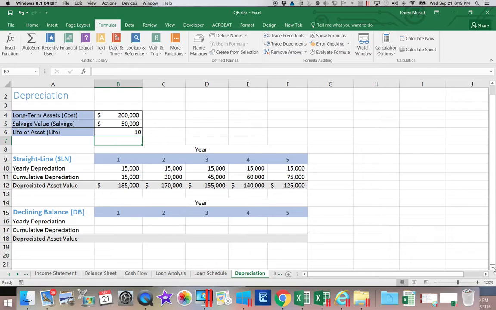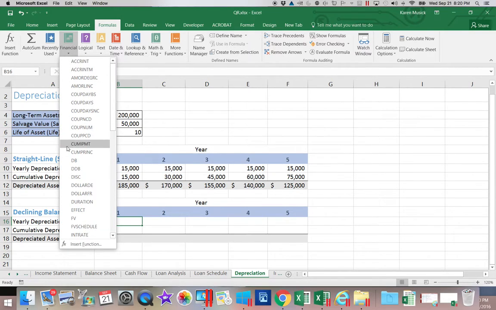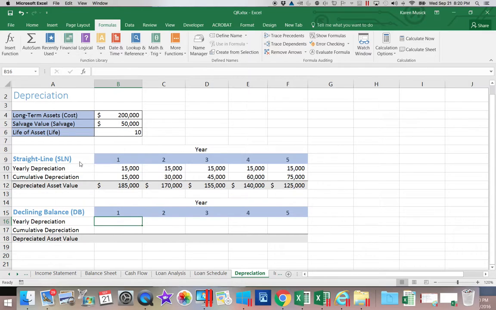So there's a lot of different types of depreciation. Some are used on financial statements. Some are used on tax returns. So one of the other ones that's accelerated is declining balance. So we're going to take a look at that one. We're going to go to the yearly depreciation, and that's going to be under financial. We're going to choose DB for declining balance.